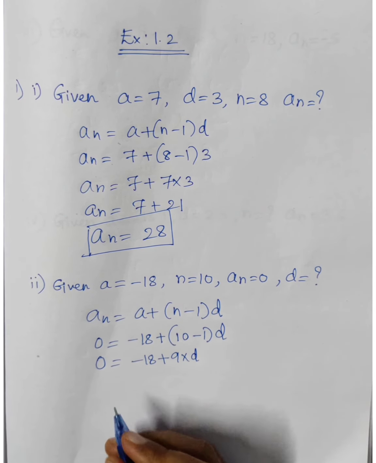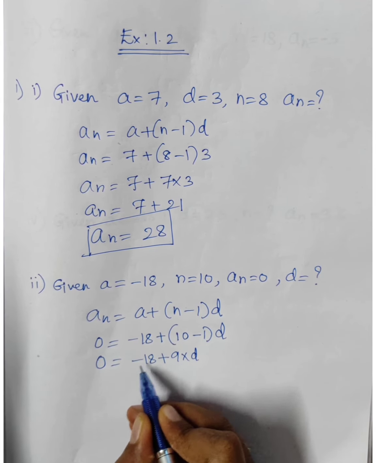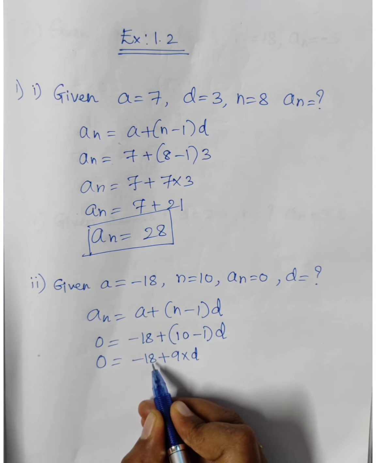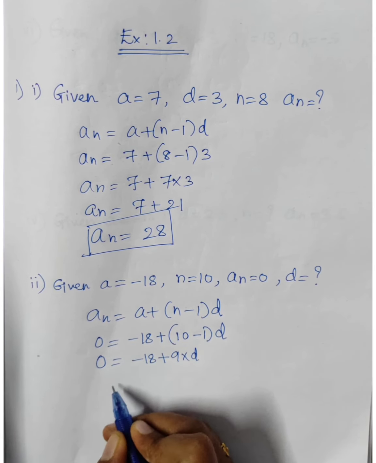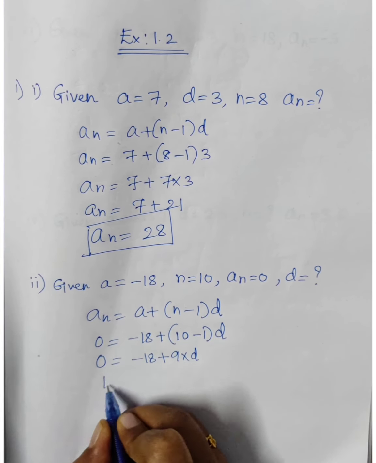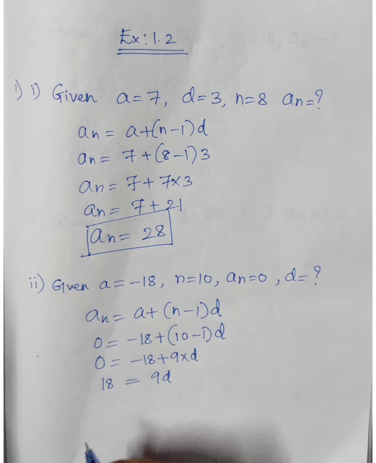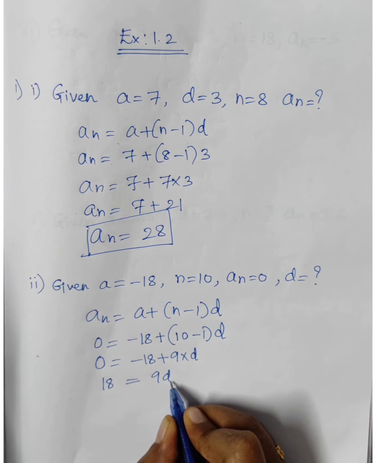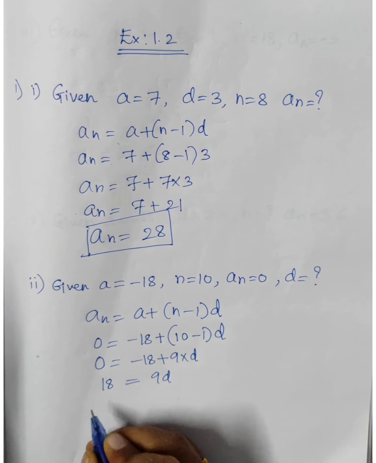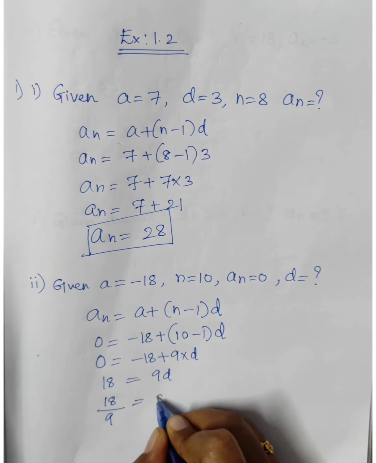Okay, next is, how are we going to solve this now? See, this 18 I am going to shift it here. Okay, so this is negative, it will become positive. So 0 plus 18, obviously it will be 18, so I am going to write 18 here, is equal to 9d. Okay, now you need to find the value of d. So what are you going to do? D keep it as it is, 9 you shift it down in the denominator. So 18 by 9 is equal to d.